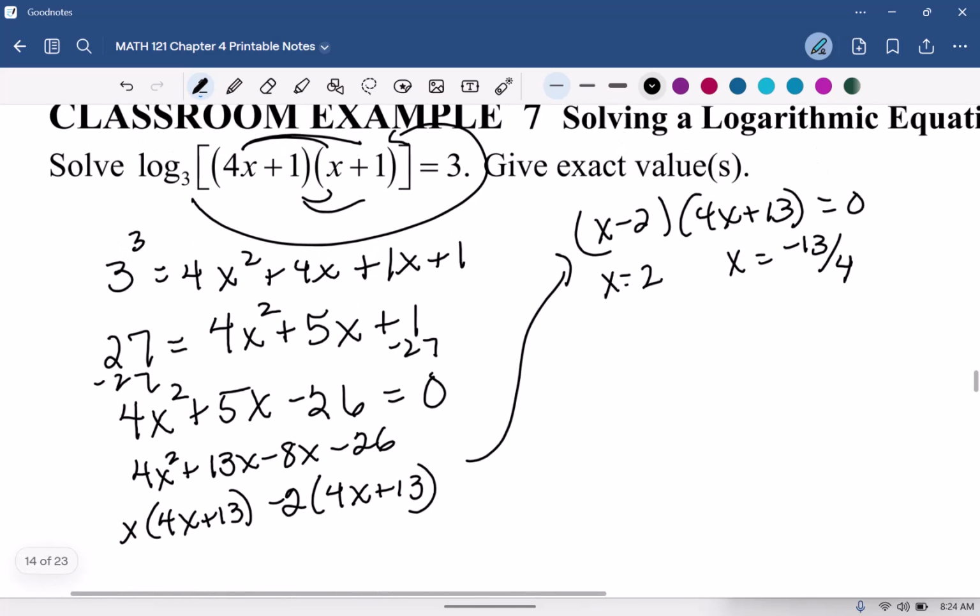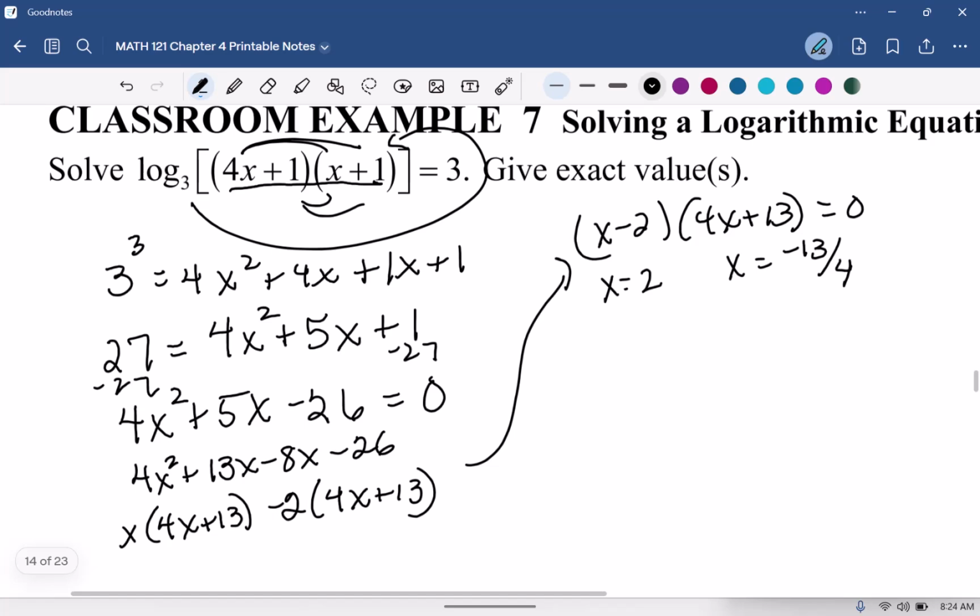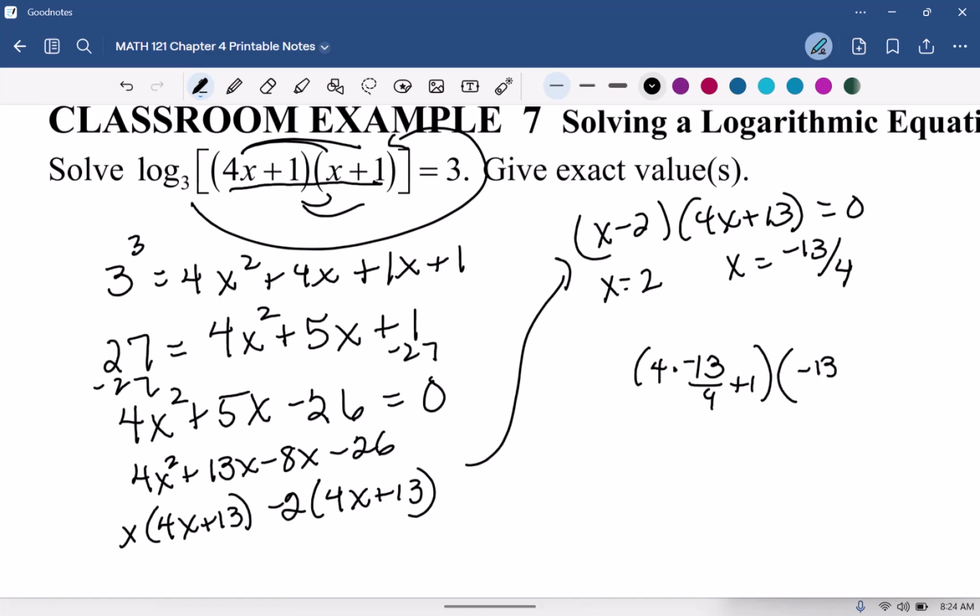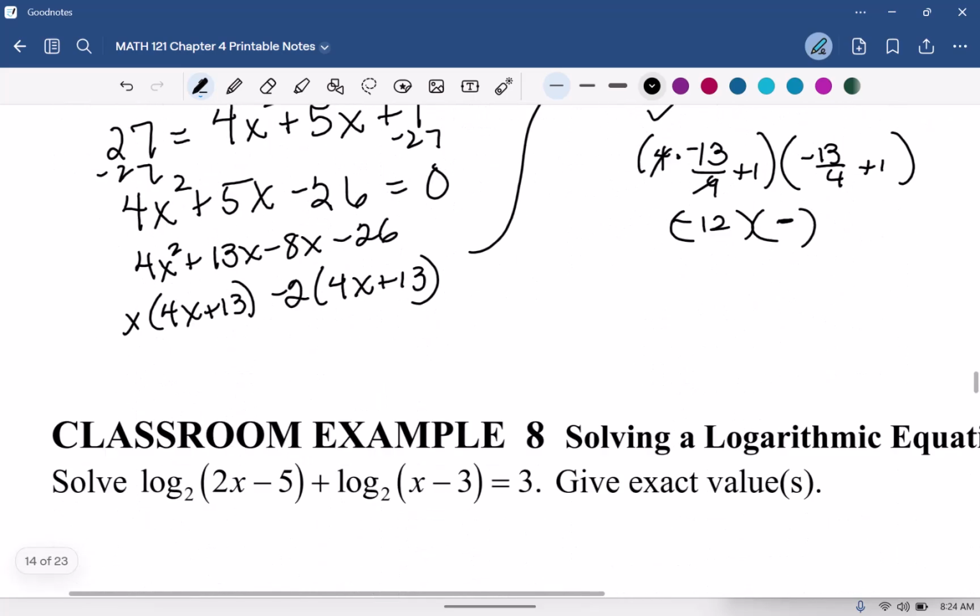But negative 13 over 4 is going to give me a negative right there. No, it's not. I think it's okay. Because if you plug that into the original, you would have 4 times negative 13 over 4 plus 1 times negative 13 over 4 plus 1. So that's a negative 12 times a negative number. Two negatives make a positive, so I'm all right. So both answers do work.